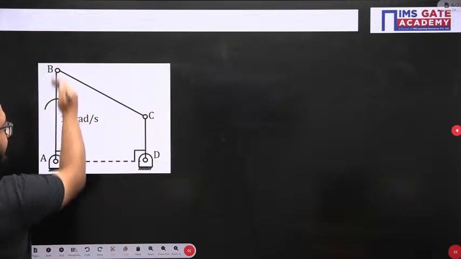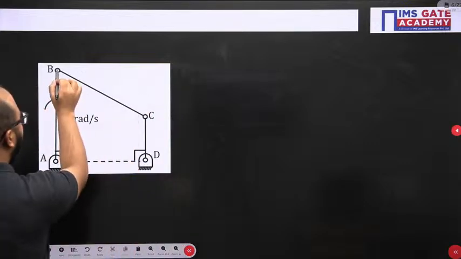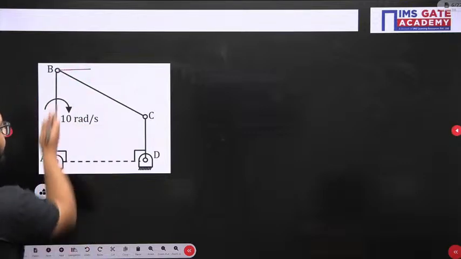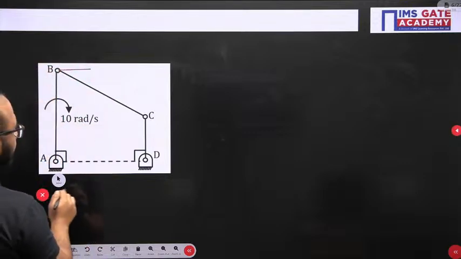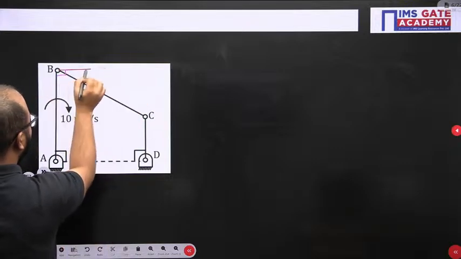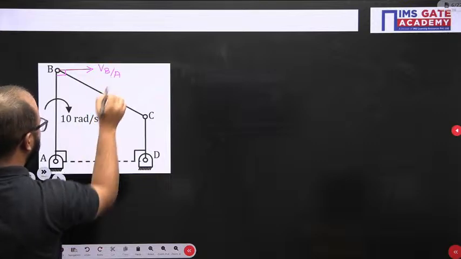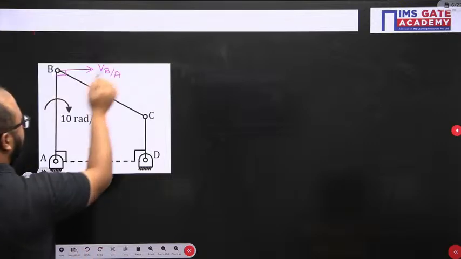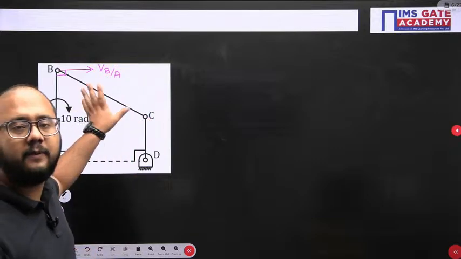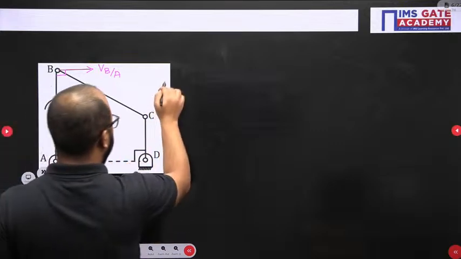10 radian per second for AB is given. So I can write the velocity vector of B with respect to A. It will be like this, perpendicular to link AB. This is the velocity vector of B with respect to A. Yes or no? Now, the velocity vector of C with respect to B will be perpendicular to link BC, so I will draw it like this.